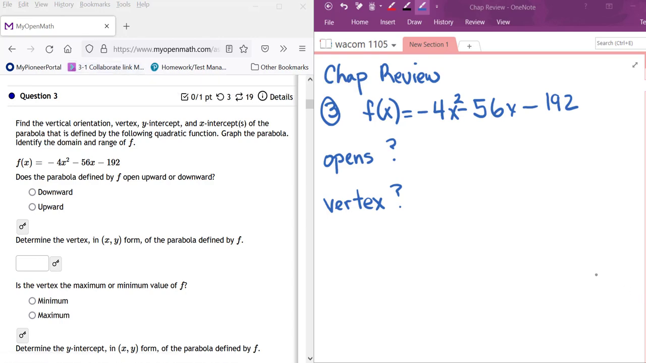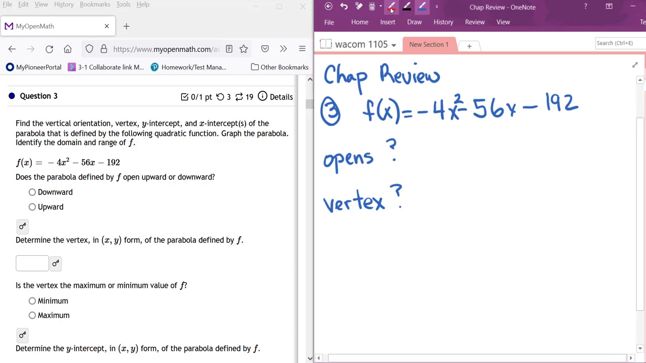Thought I would do some of the problems from your chapter review since we didn't have a chance to today. So the first one I picked is question 3. This is from section 4.1 on parabolas. And so they give us the function. They ask, how does it open?